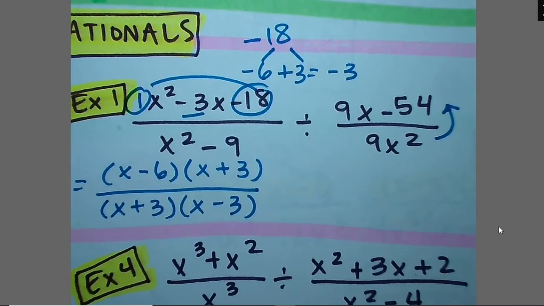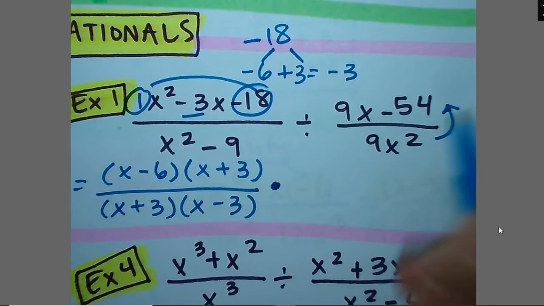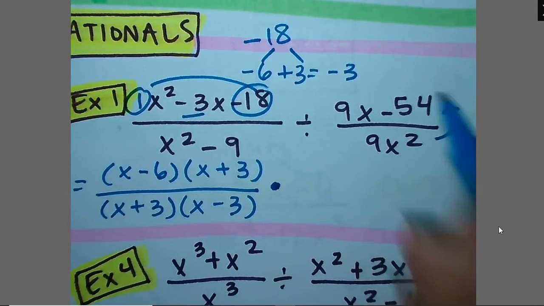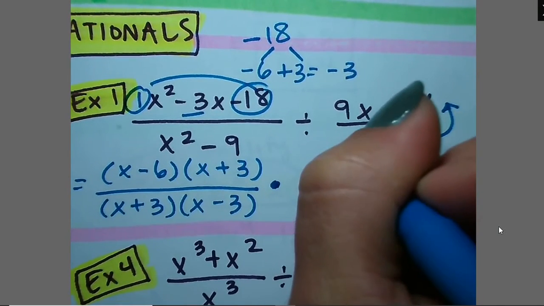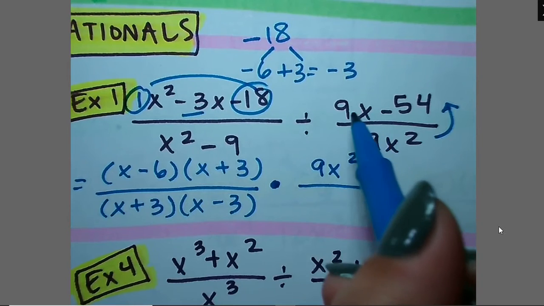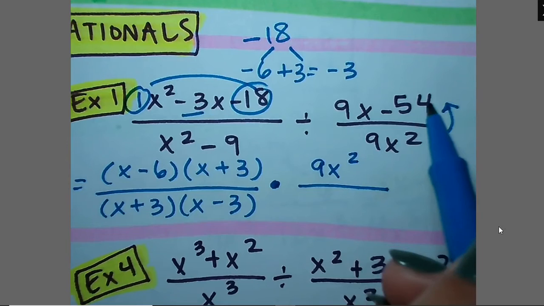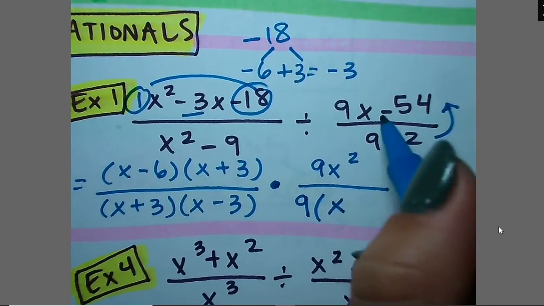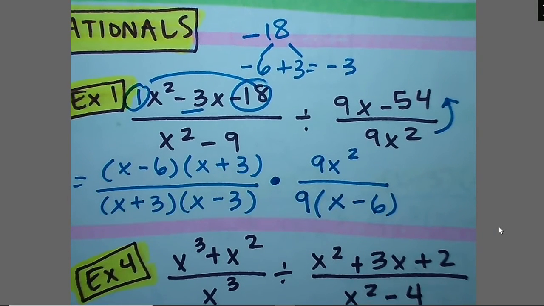Okay, so now what I'm going to do is I'm going to keep the first one, change it to multiplication, and I'm going to go ahead and flip this as I'm reducing it. Okay, so that 9x squared is going to come up to the top, and I can't reduce 9x squared, it's just 9x squared. Then here, this is our new denominator. Notice that 9 and negative 54 are both divisible by 9, so I'm going to pull out the 9, and then I'll be left over with x, and 54 divided by 9 is 6, so we're going to have negative 6 there. Now I can just start crossing stuff out on the top and the bottom.